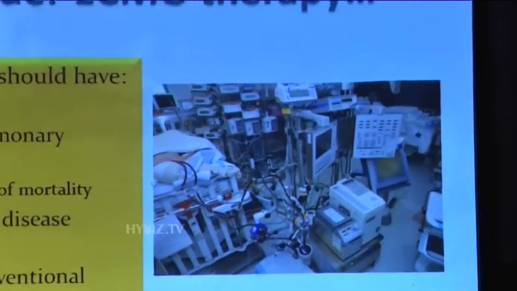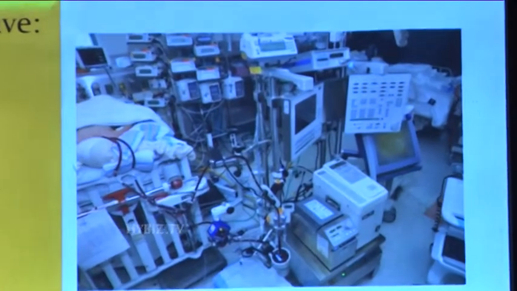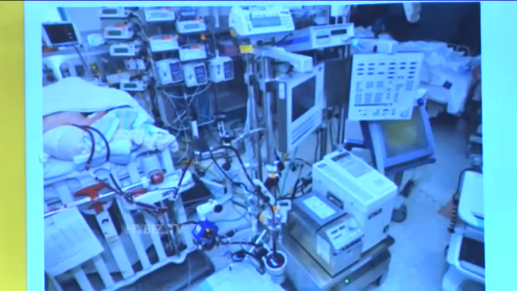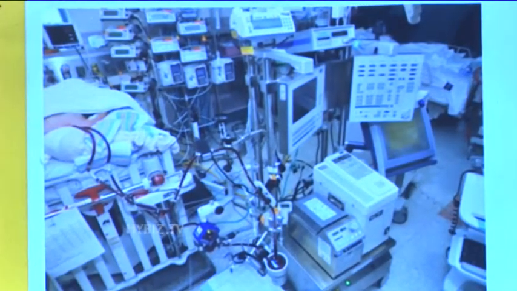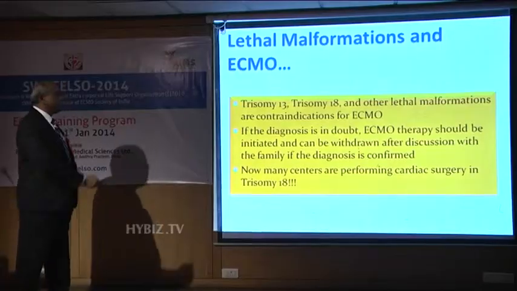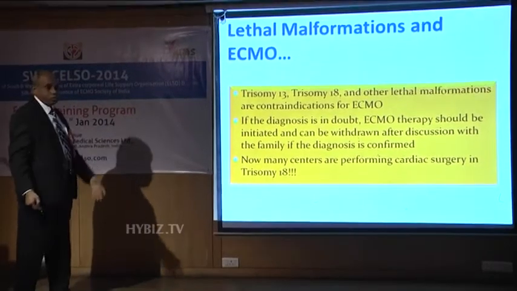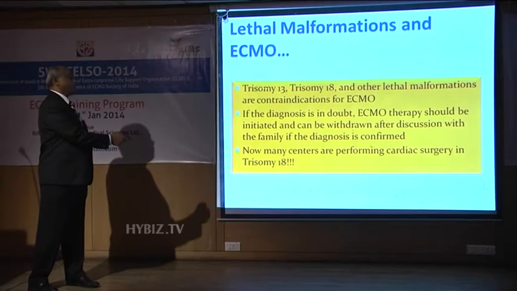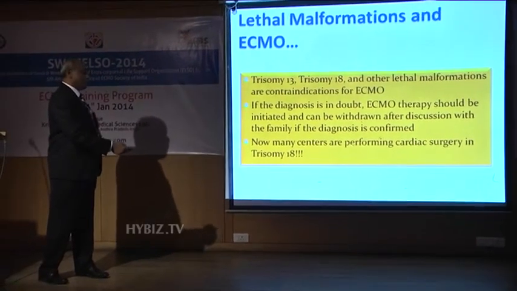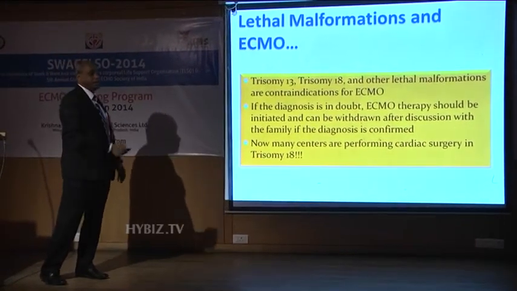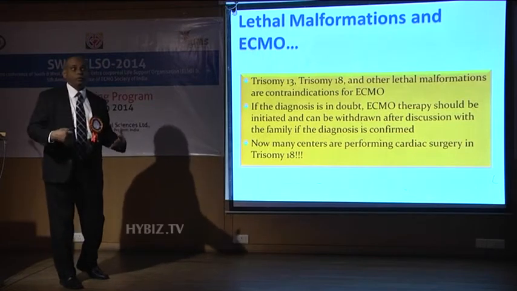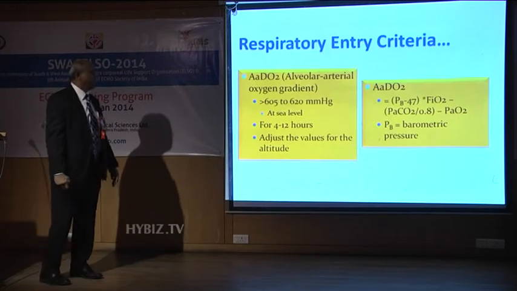Now, we're doing rare conditions which are relatively contraindicated. My suggestion for new centers, or basically centers in India, is lethal malformations: no, don't do this here. Anything where we are doing cardiac surgery twice a week, 18th. We have done it as two because the family wanted to do it. We don't want to do it here.